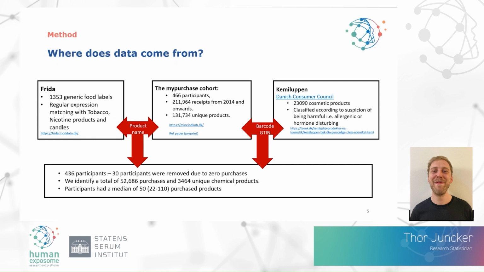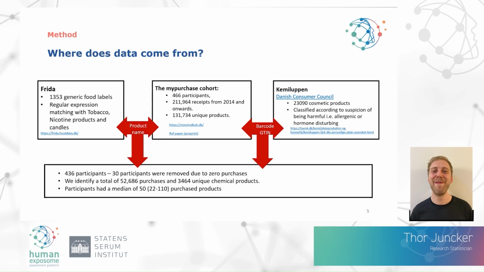Where does our data come from? We have the My Purchase cohort, where we have 466 participants that agreed to share data that could be used in this project about chemical use. That adds up to around 211,000 receipts, spanning all the way back to 2014 and up until today. And that summarizes to 131,000 unique products.